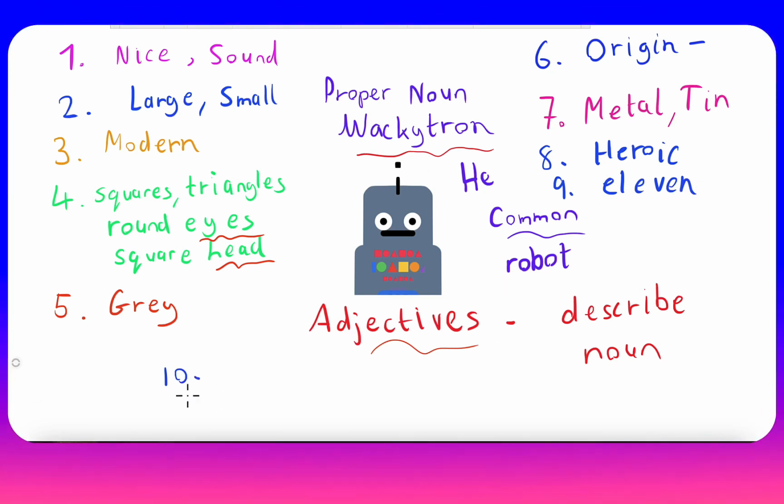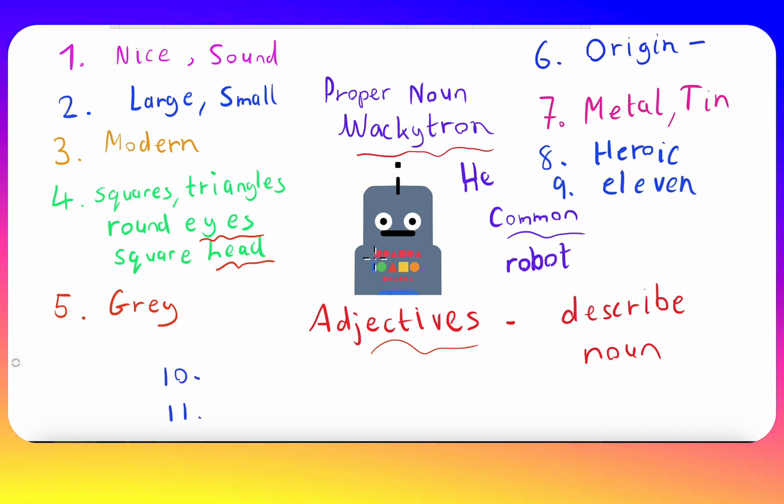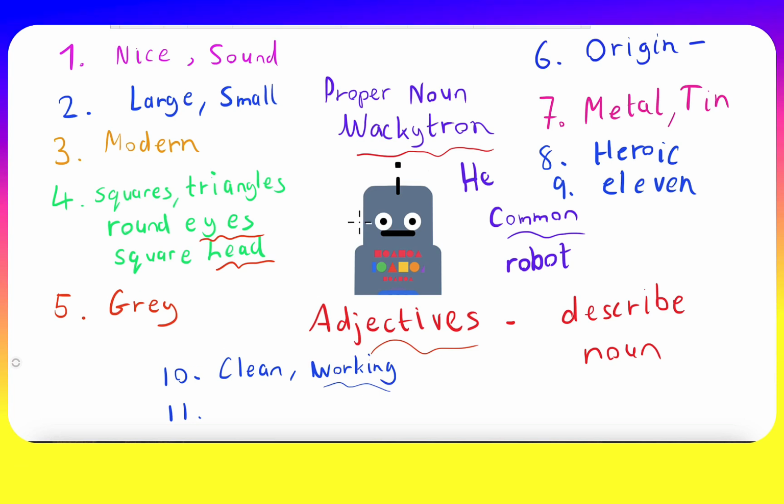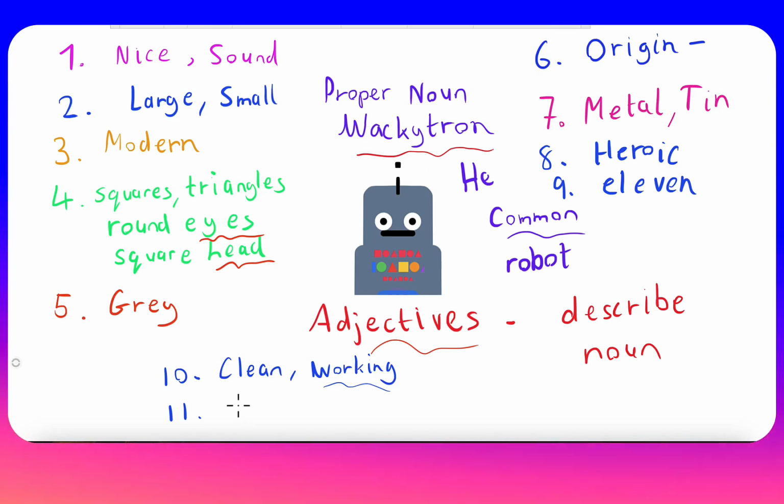And finally, number 10 and 11. What condition is he in? We can say he's clean and he's working. As you can see, I've changed a verb, which is to work or working, into an adjective here. I'm saying he is working. He is something, so we're describing him. He's working. And number 11. We're talking about the sound he makes. He's very loud and he sounds robotic.